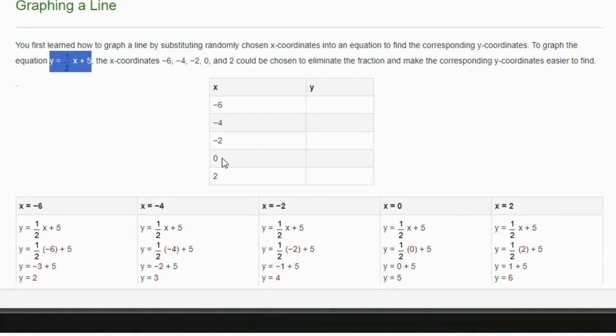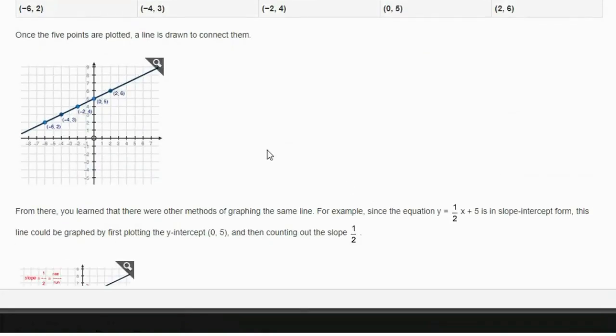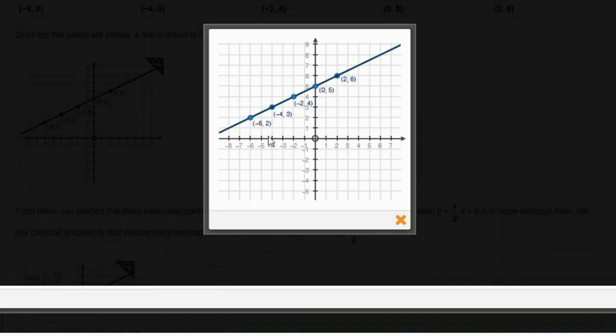We would make a table with our x's. Might choose -6, -4, -2, 0, 2. Or you might do -1, -2, 0, 1, 2. And we would substitute each of those x values into the equation, like -6 multiplied by 1/2 plus 5, -3 plus 5, so y equals 2. So we get the points -6, 2; -4, 3; -2, 4; 0, 5; 2, 6. And then we would plot those points and connect them with a line. So we'd find those 5 points with our table and make a line.